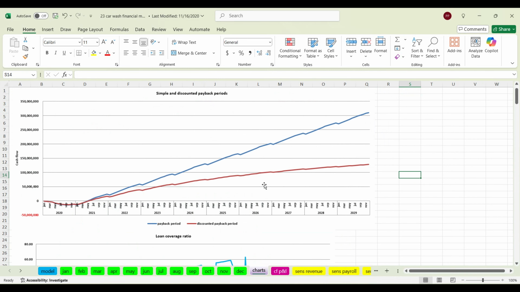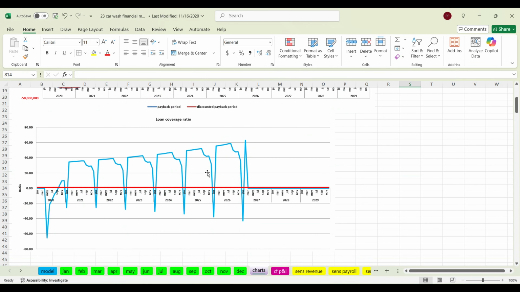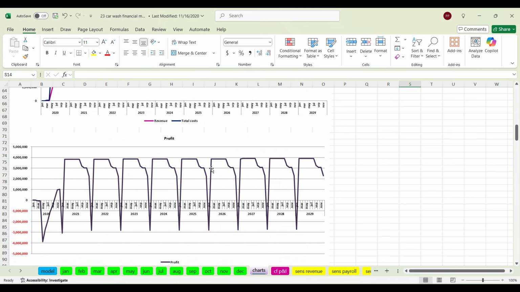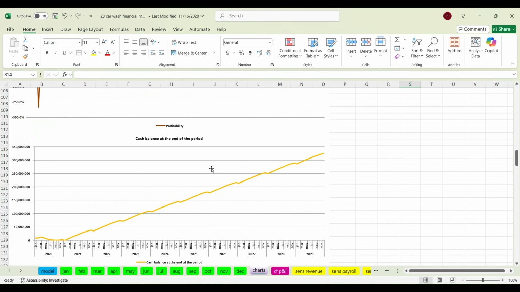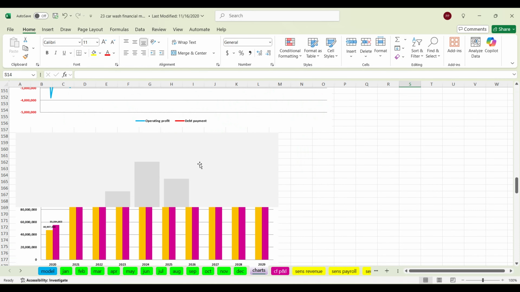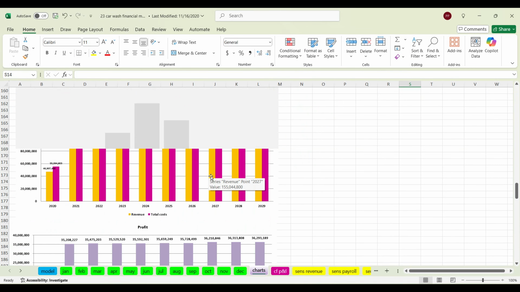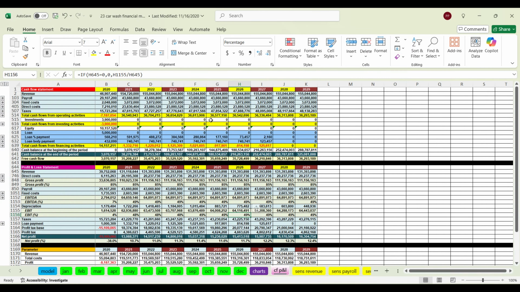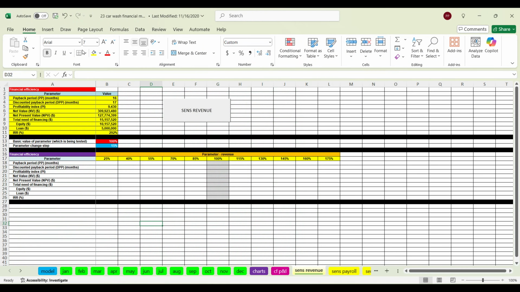Then we have the tab with the charts with simple and discounted payback period, loan coverage ratio, and other main charts like revenues, total cost, profit, profitability, cash balance at the end of the period, operating profit and debt payment. Then we have the same charts done yearly. Then we have the cash flow statement and P&L statement done yearly. And then we have the sensitivity analysis tab.